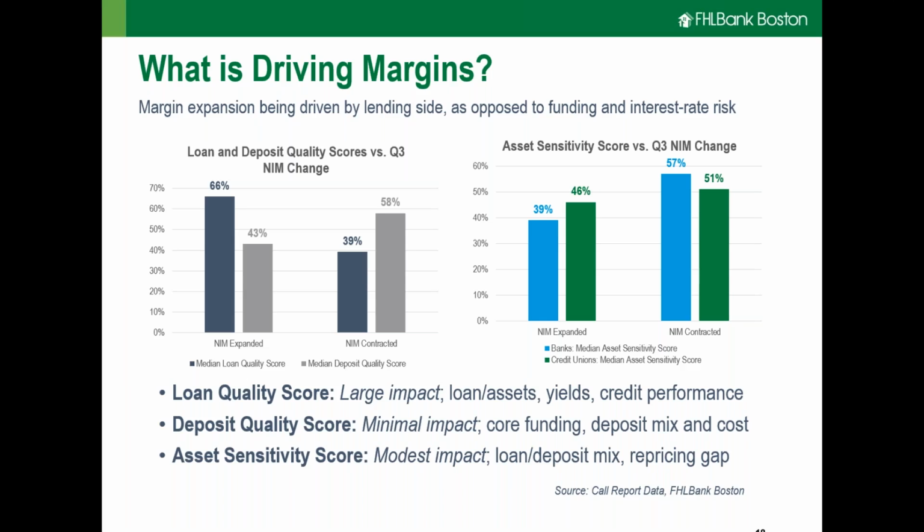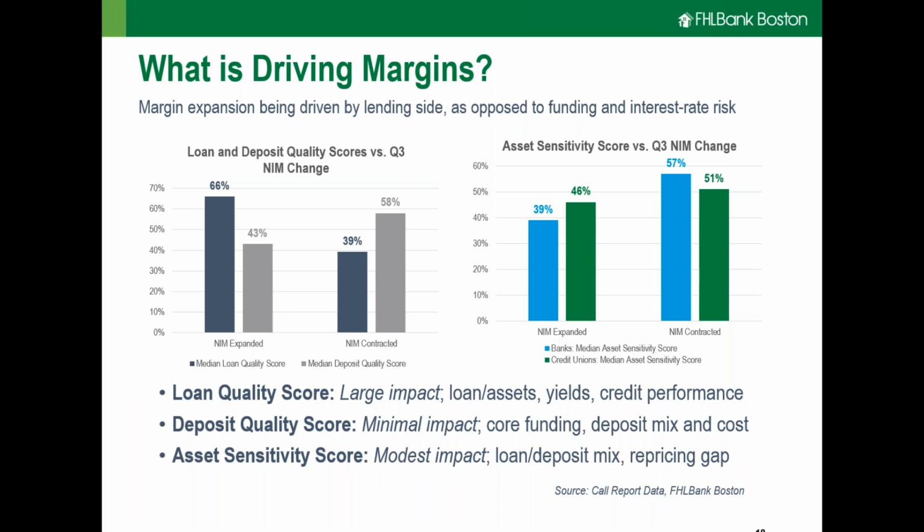Kind of interesting. So in terms of what is driving that margin expansion, we took a look at some of the analytics that we've developed. We've created a system where we can look at a number of different metrics and create what we're calling a loan quality score and a deposit quality score. So it's looking at the size and the composition and the rate of the loan and the deposit portfolios, and it produces a relative score from 0 to 100 versus either all the other banks as well as the other credit unions.